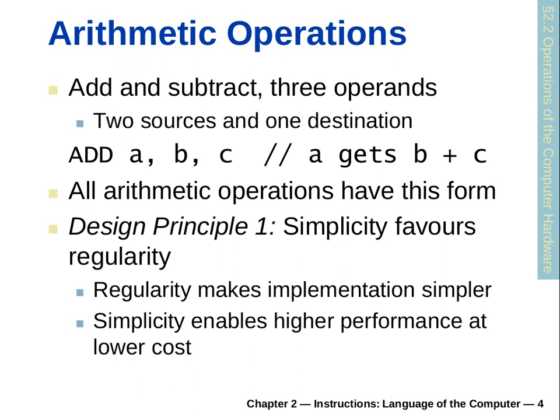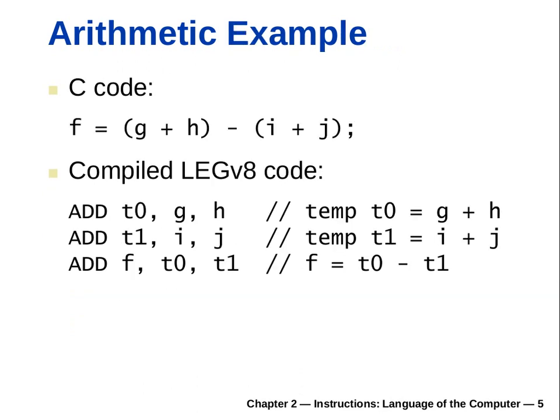I said last time that ARM is a reduced instruction set computer, RISC, whereas the x86 is CISC, complex instruction set computer. I'll show you this later, okay? And this is just an example, as in 131, of how the C code is converted to the corresponding assembly code. So this is the assembly code for LEG V8, basically standard format.